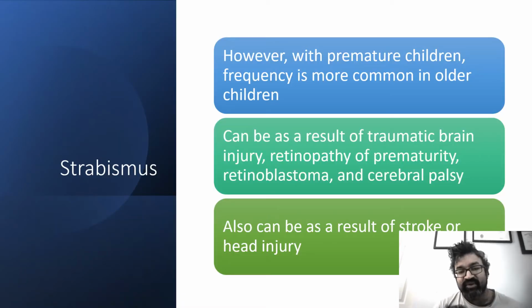So strabismus, however, is something that is seen commonly with premature children. Frequency is more common in older children. It can be a result of traumatic brain injury, retinopathy of prematurity, retinoblastoma, and cerebral palsy. Also it can be a result of stroke or head injury. So any sort of concussions that might lead to inflammation of the brain, and any sort of head injury that may be caused by something they might have been exposed to.